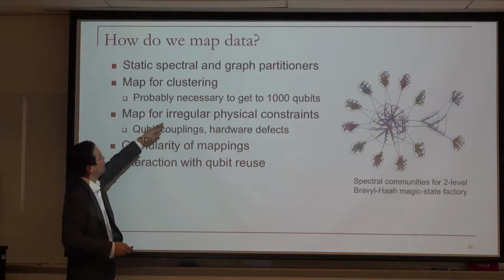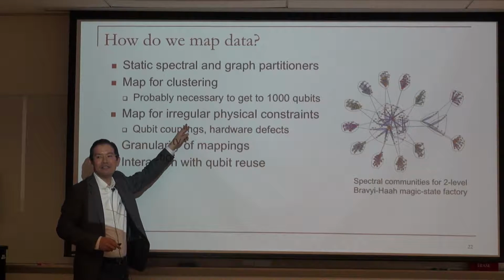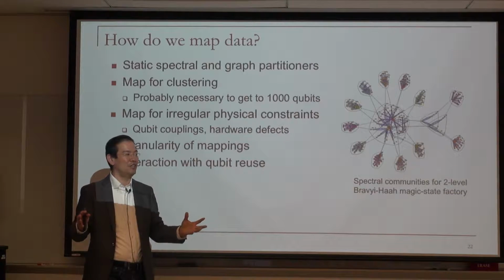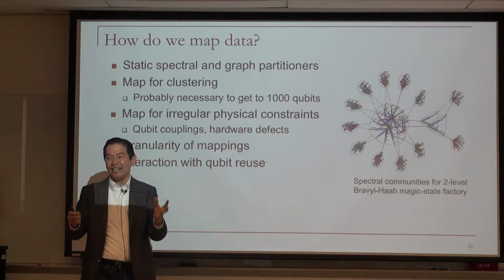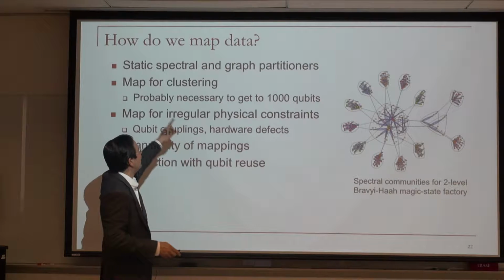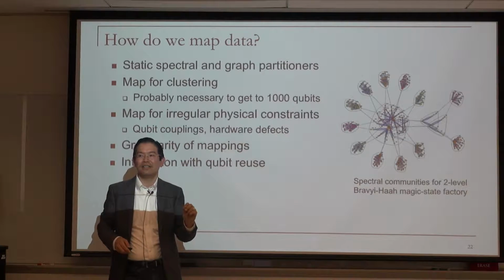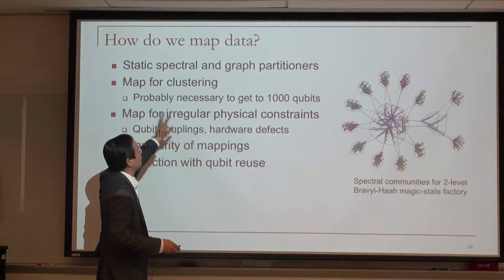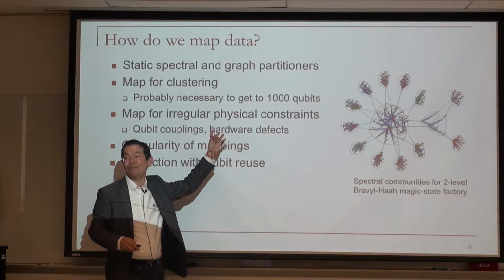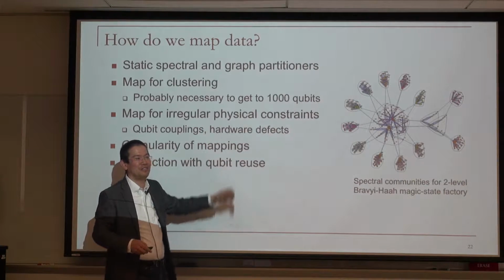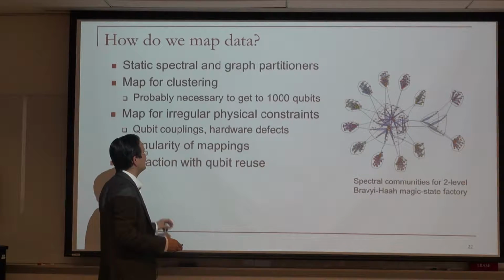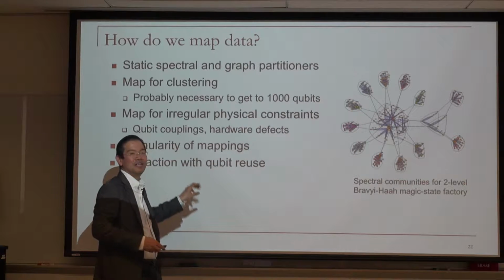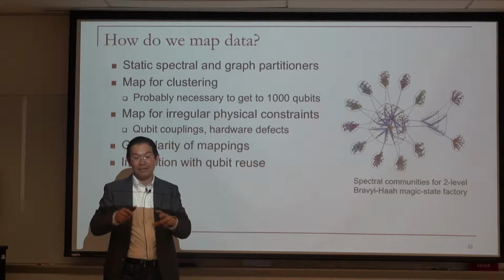For example, if you have, as we looked at earlier, irregular physical constraints, like connectivity that isn't just a regular 2D mesh, right? If you have bad links and bad qubits, a lot of these techniques don't work well with too many arbitrary constraints. Like the spectral partitioners don't work well. Greedy ones work pretty well because they're just step-by-step heuristics anyway.